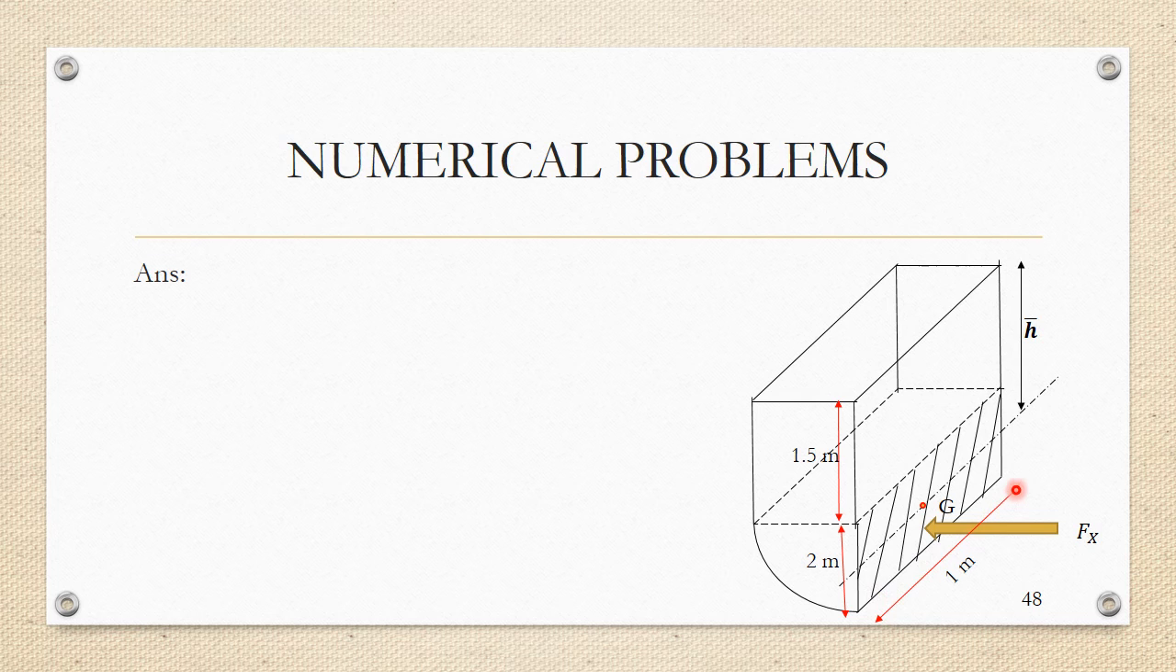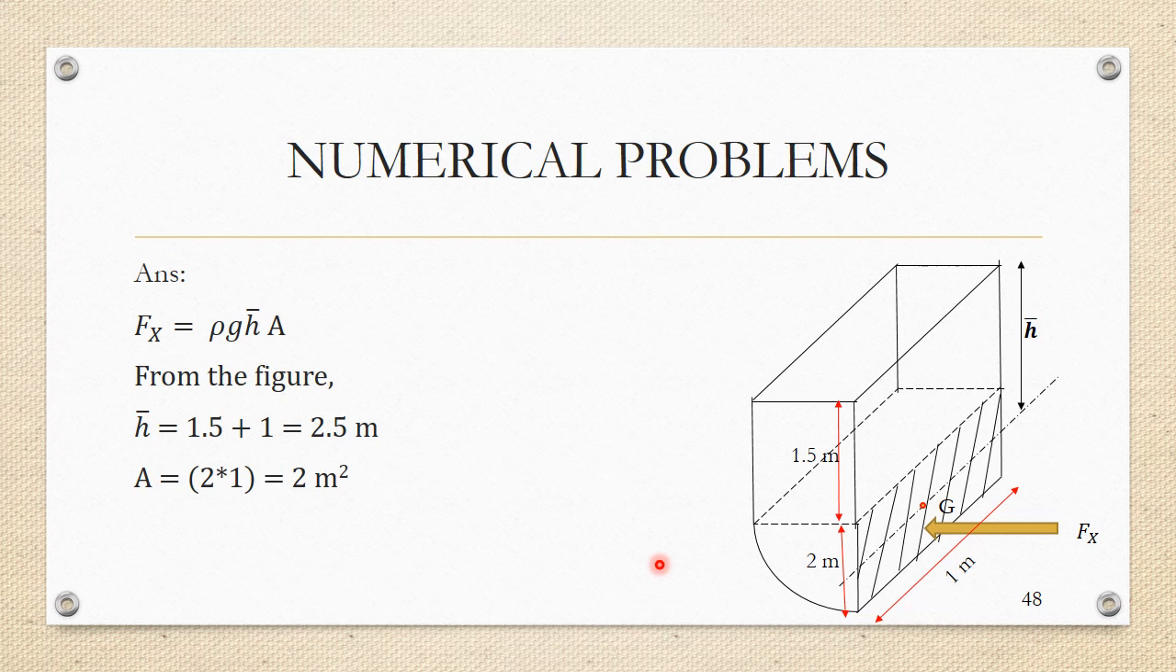So the width of the gate is 1 meter, and the radius of the gate is 2 meter, and above that there is a 1.5 meter column of water. This is the projected area of the gate. And so Fx is given by rho g into h bar into A. From the figure, h bar can be calculated to be 1.5 plus 1, which is 2.5 meter, and area is the area of this projected surface, which is 2 into 1, which is 2 meter squared. So h bar is 2.5 meter and A is equal to 2 meter squared. When you're talking about area, you're talking about the shaded area, that is the projected area of the curved surface. It comes to 2 meter squared.